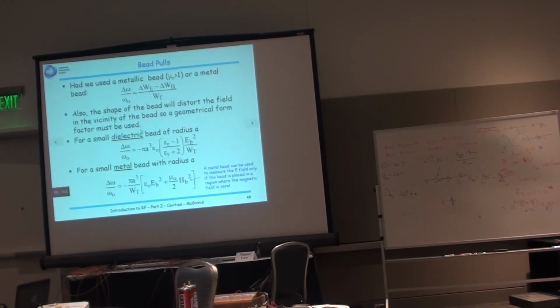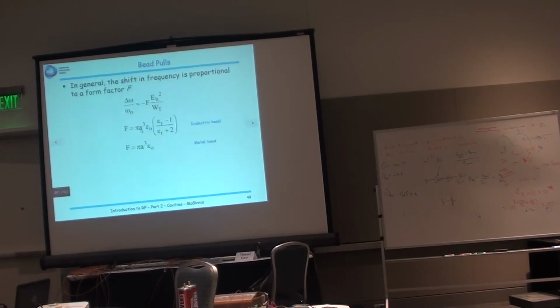Had we used a metallic bead, we'd have to take into account the magnetic field. But we won't really put that in there. But we also will distort the field, so people put form factors in, and people have worked this out since World War II. So basically there are these form factors that you can get for beads. For a small metal bead, the form factor looks like this. So you can look this up for different shaped beads, long ones, skinny ones, round ones, all sorts of things.